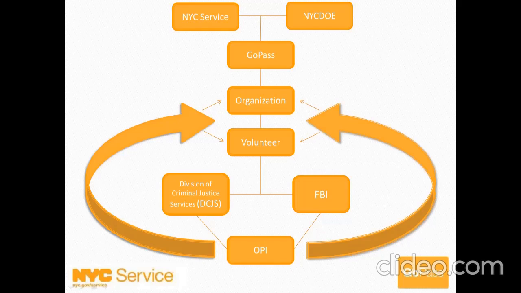The GoPass investigator who reviews the results will either clear the volunteer or put them under investigation. If the volunteer is cleared, they show up as eligible on your roster. If an investigation is required, you will be notified via email that they are ineligible from an automated GoPass email, and the OPI personnel will reach out to the volunteer directly to notify them of the investigation and any need for additional information.